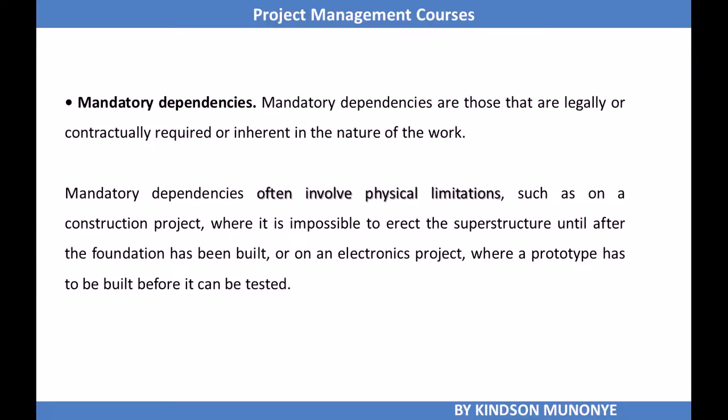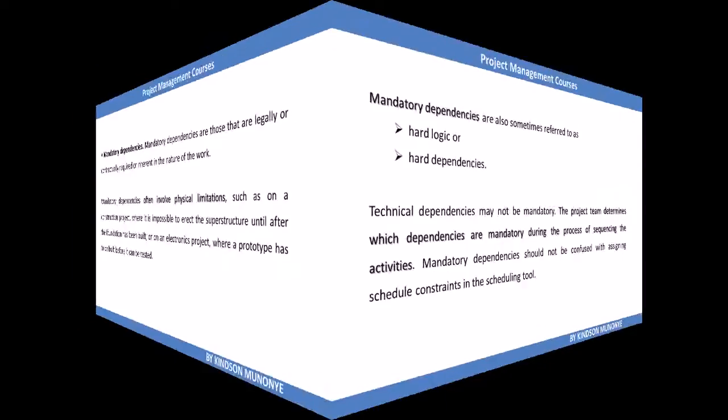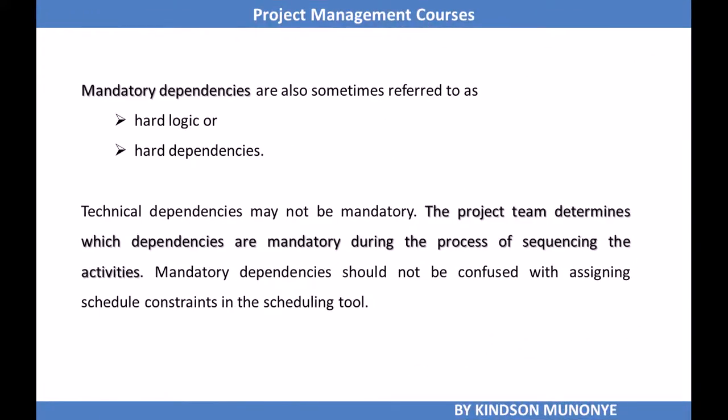Let me give a simpler example. If we have 2 activities, structured cabling of the office and testing the network equipment, the switches on the network, you have to cable the office first. That is mandatory. You cannot change it. Or maybe you have to do some documentation with a government agency before you start working on a particular parcel of land. So mandatory is mandatory. Mandatory dependencies are also called hard logic or hard dependencies.